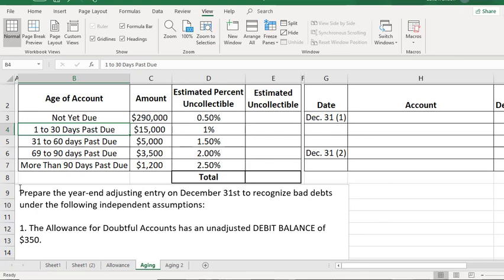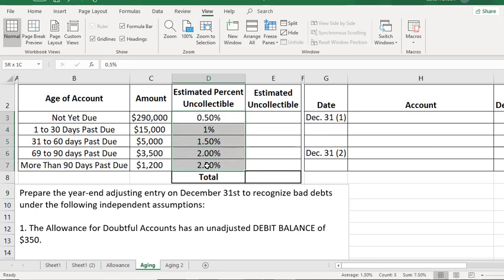And then we have the further categories of 31 to 60 days past due, 61 to 90 days past due, and more than 90 days past due. And as you can see, the percentage increases as the account gets further past due. It looks like the company in this problem has a very effective collection strategy, as they can collect almost all of their late accounts, with only 2.5% of their accounts receivable that are more than 90 days past due classified as uncollectible, which is quite good if you ask me.